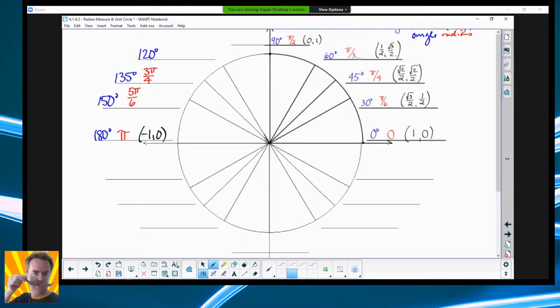All right, so this would then become 2 pi over 3 for similar reasons. 120 over 180 is 2/3, or you're taking pi over 3 away from pi.